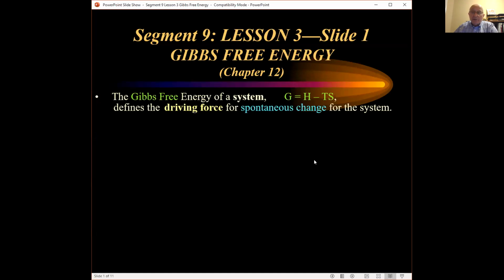Okay, let's get started. We're looking at the Gibbs Free Energy of a system. It's the new state function. We've already looked at internal energy, we looked at enthalpy, and we looked at entropy. The Gibbs Free Energy is a defined function. G is H minus TS.